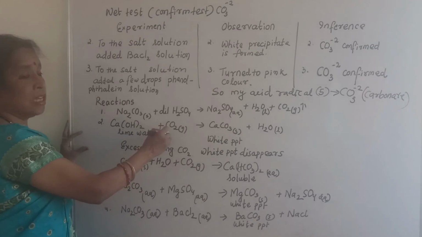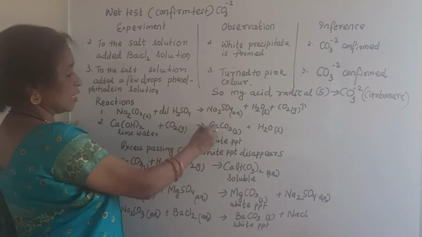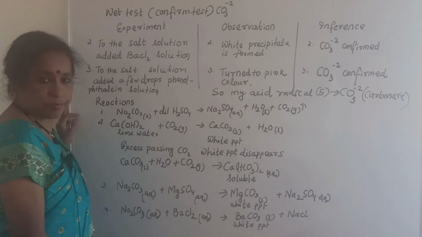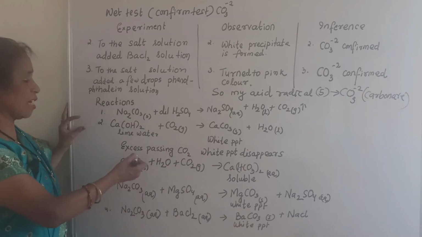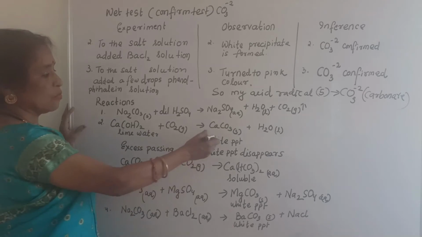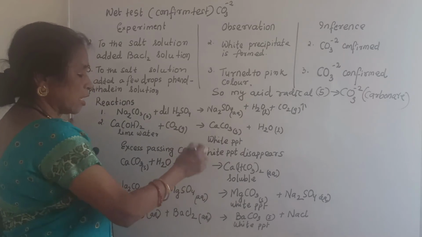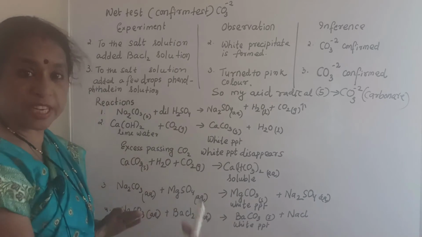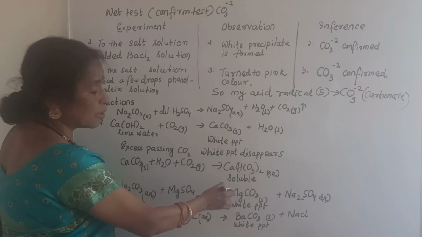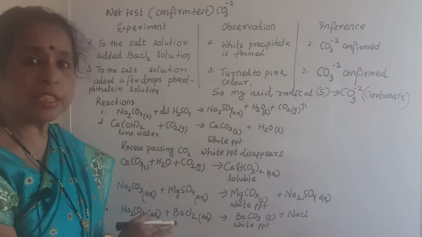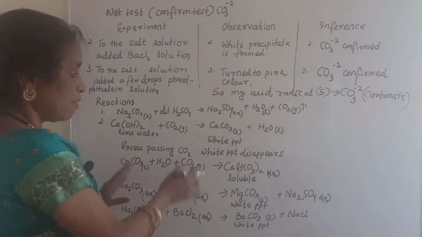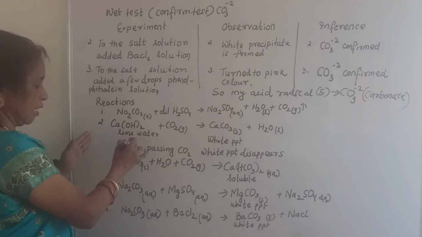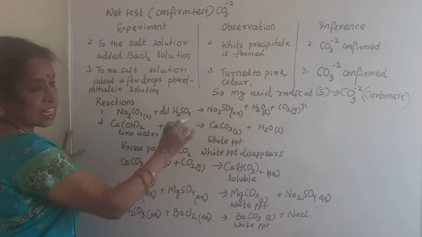When carbon dioxide is passed through lime water, it changes to calcium carbonate, that is a white precipitate. And if you pass excess carbon dioxide, then what happens? The white precipitate becomes soluble, because on excess passing, calcium bicarbonate is formed. Calcium bicarbonate is soluble in water, it is not a precipitate, whereas calcium carbonate is a precipitate. So here it is proof that it is indicating that carbonate is present.